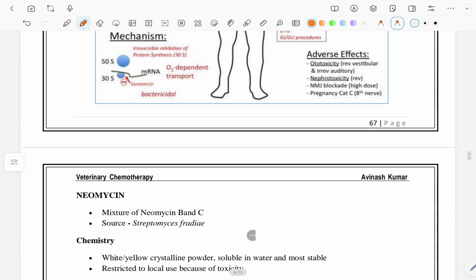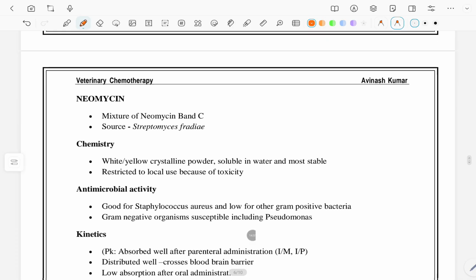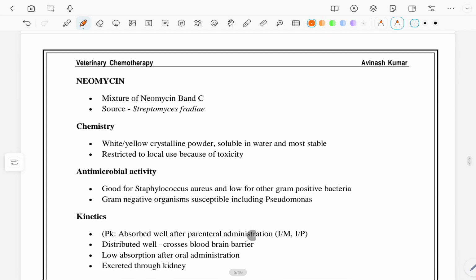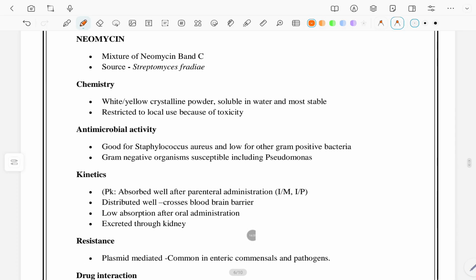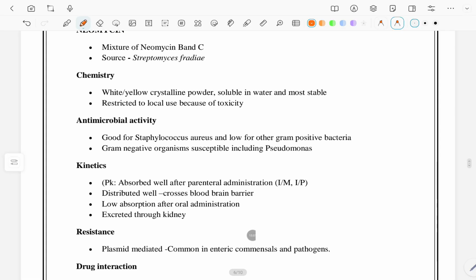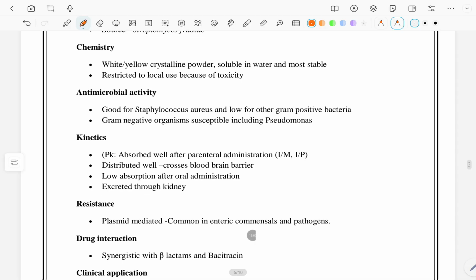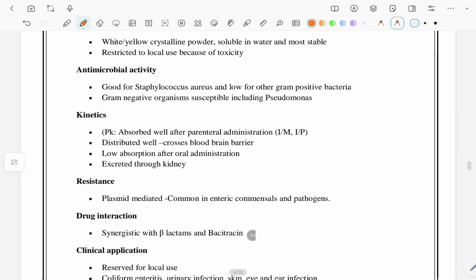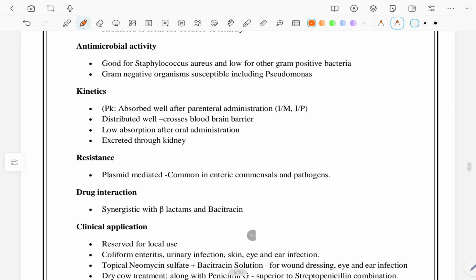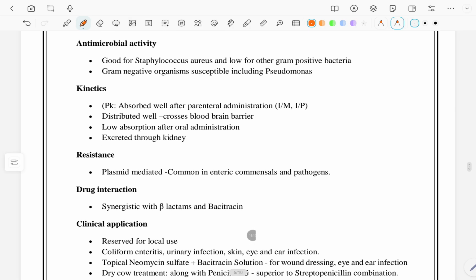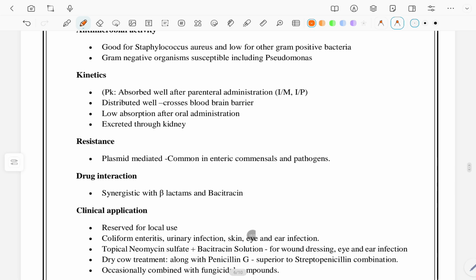Neomycin. A mixture of neomycin B and C, source Streptomyces fradiae. Chemistry: white or yellow crystalline powder, soluble in water and most stable, restricted to local use because of toxicity. Antimicrobial activity: good for Staphylococcus aureus and low for other gram-positive bacteria. Gram-negative organisms are susceptible, including Pseudomonas.